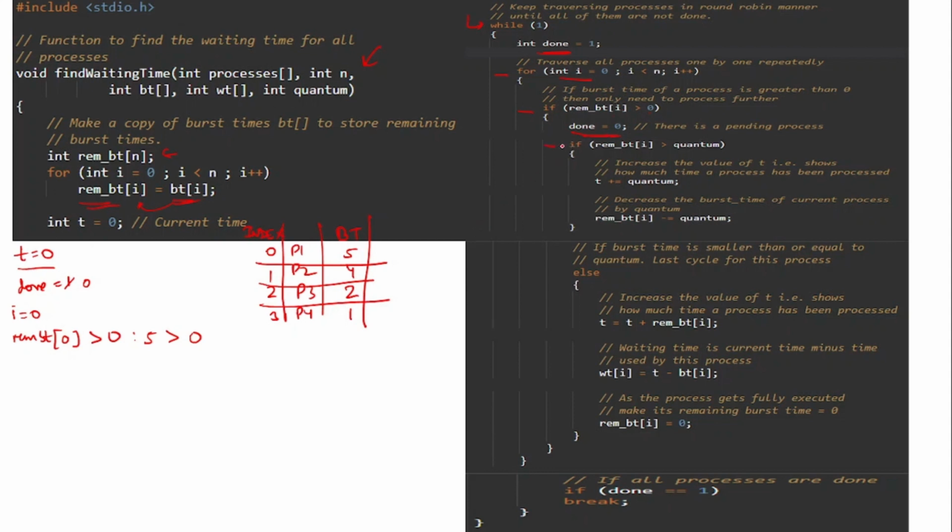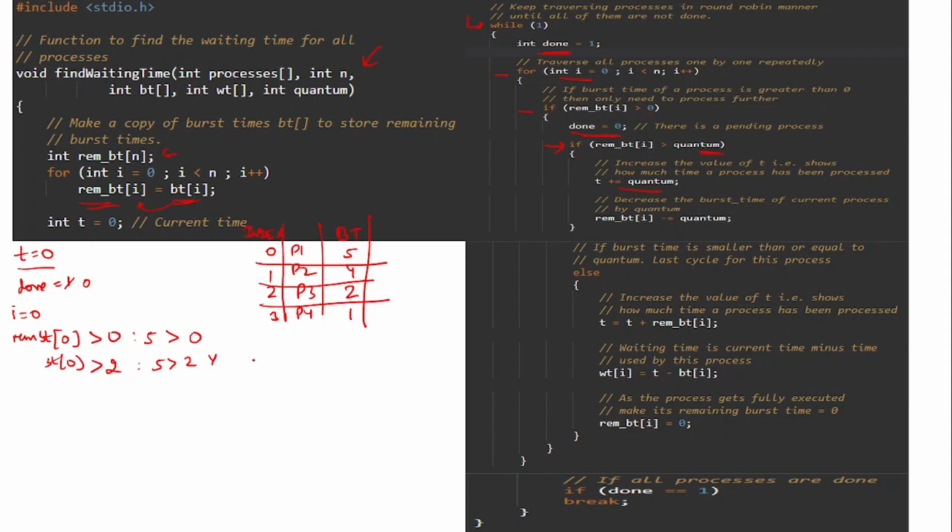Then I go to this if statement. I check if the burst time of process 0 is greater than the quantum. The quantum was 2, because we are executing each process for 2 milliseconds. So is 5 greater than 2? Again, yes, it is greater than 2.